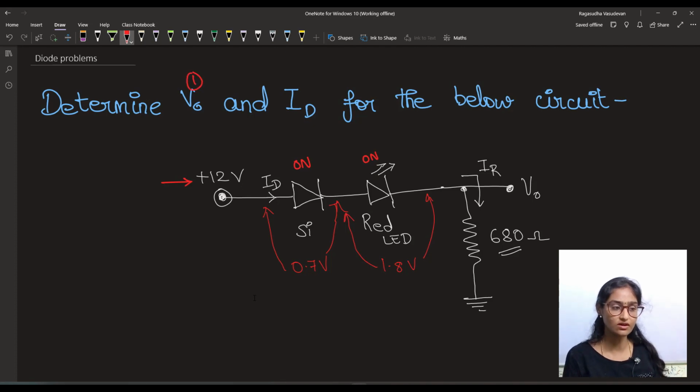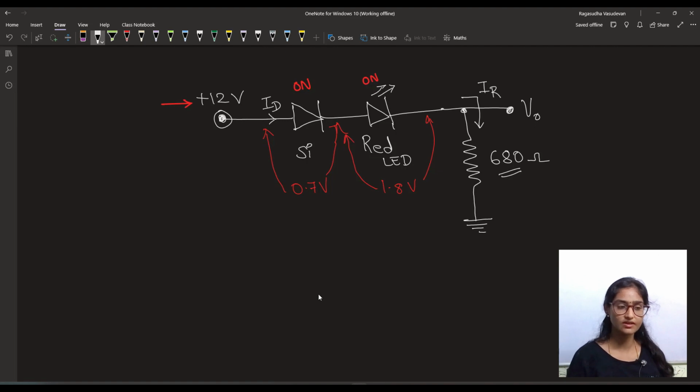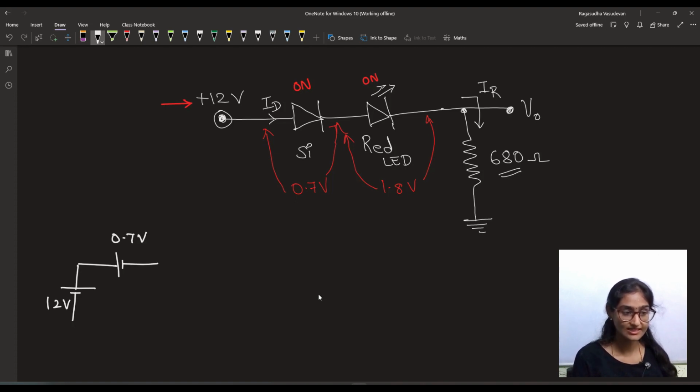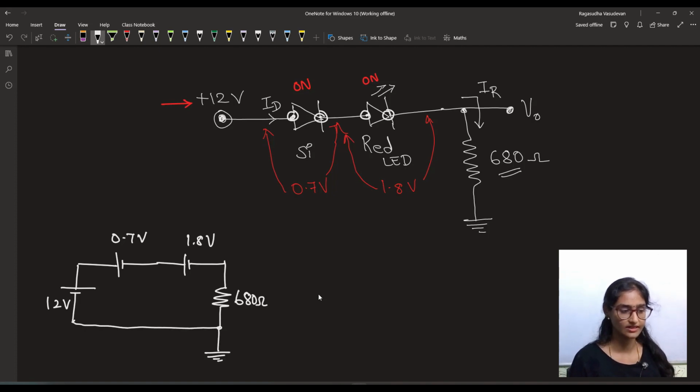Okay, so we will solve this problem. First we will find out the V0, then we will find out the diode current using Kirchhoff's voltage law. Since both these diodes will be on, we can replace that as a series circuit like this. You have a 12 volt battery in series with silicon, which has a drop of 0.7 volt across these two terminals, and the drop across the red LED is 1.8 volt. Then we have this load resistor that is in series, 680 ohm. Okay, so what is the voltage across 680 ohm?